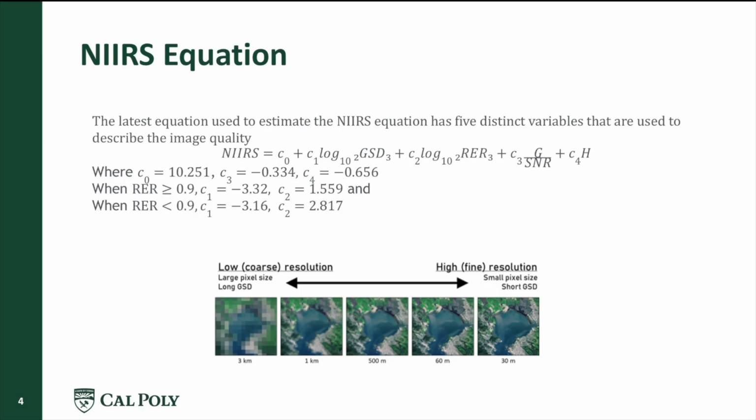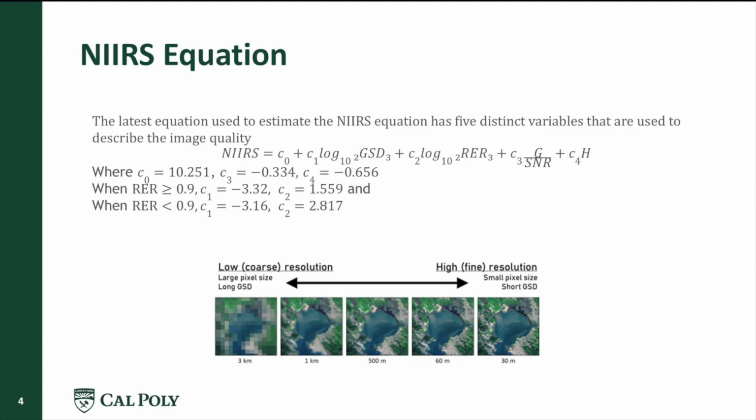The second variable, RER, is the system post-processing relative edge response. It describes how sharply edges appear in the image after processing. A higher RER means sharper edges and better object recognition. The third variable, G, is the system post-processing noise gain. It represents how much noise is amplified during image processing. A higher noise gain can reduce image quality.